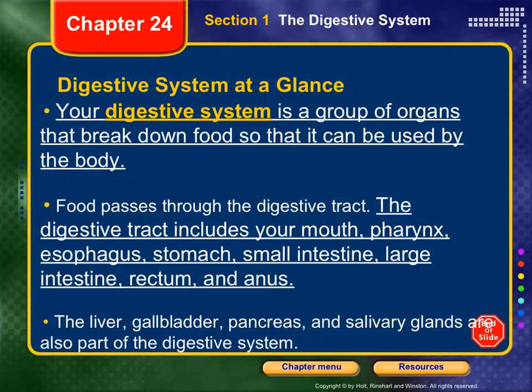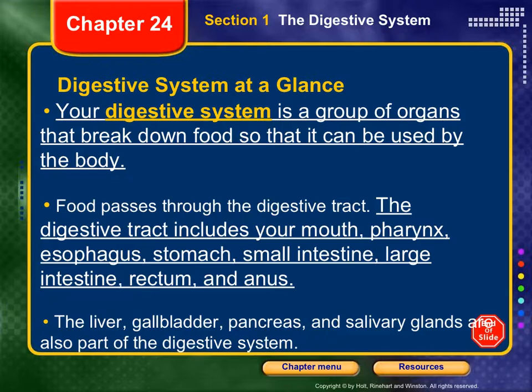Right, so your digestive system is a group of organs that break down food so that it can be used by the body. Let's go ahead and write that under definition. A group of organs that break down food so that it can be used by the body.